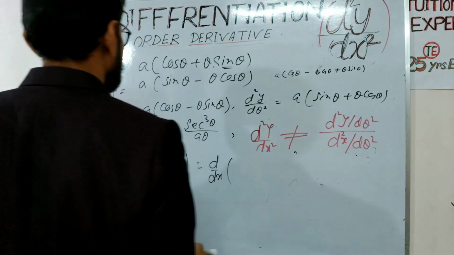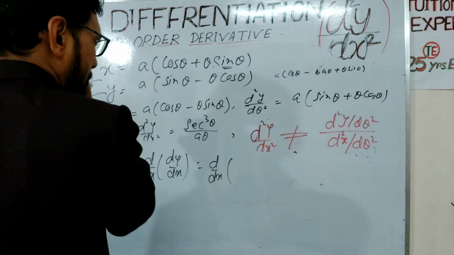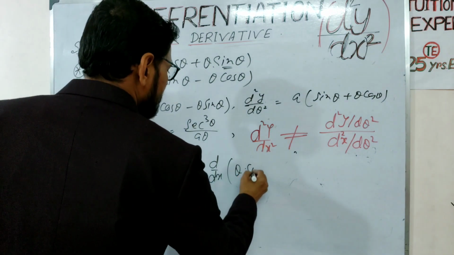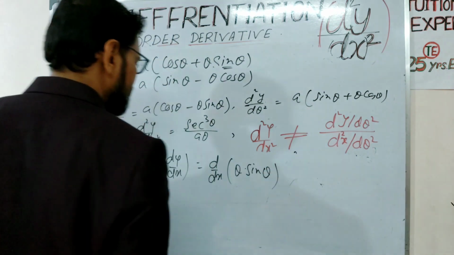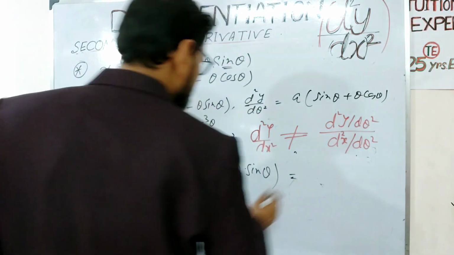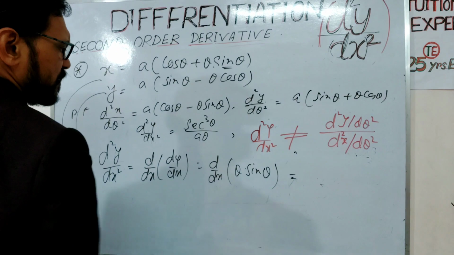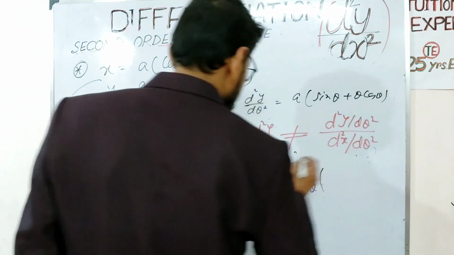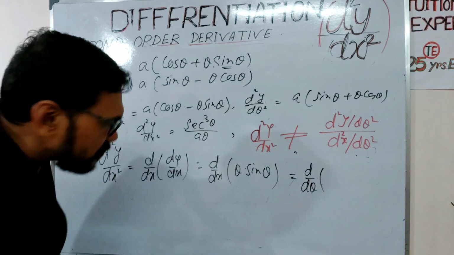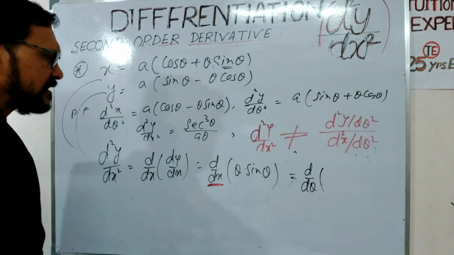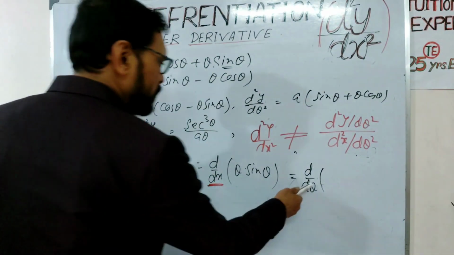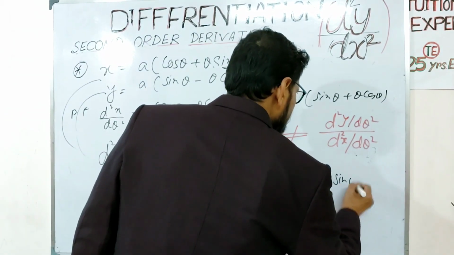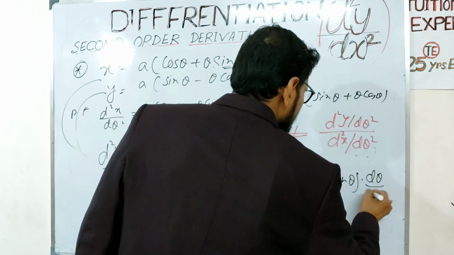Now notice that dy by dx was theta sin theta. So now this is in terms of theta, and this is x, so we have to adjust by d theta. This is theta, this is x, so we have to adjust by d theta. So theta sin theta into d theta by dx.